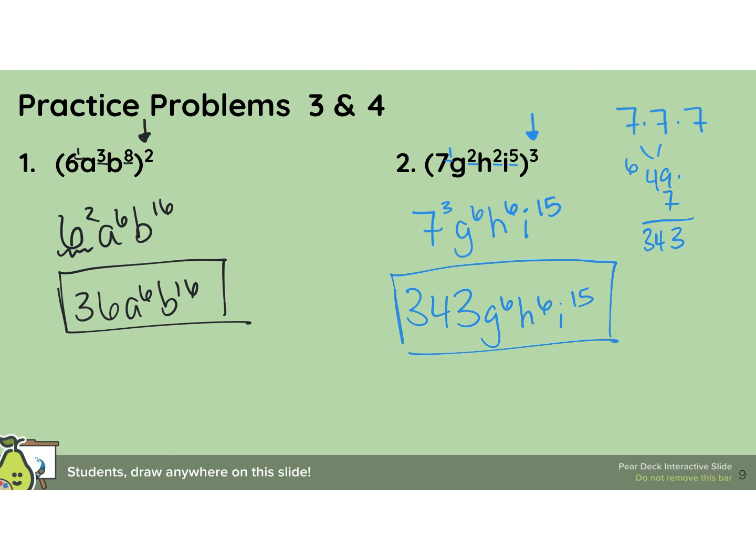Final answer. After your exit ticket today, you're going to do IXL, 8th grade, BB 9. Shouldn't take you very long. It's exactly what we did in this lesson.